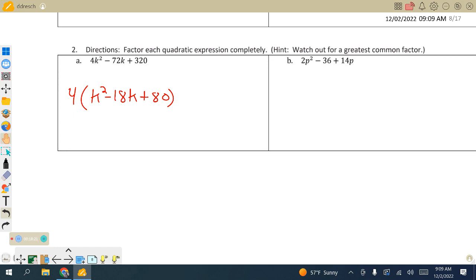So what we want to do now is kind of reset ourselves and focus on this A, B, and C in the quantity. A turns out to be now what? 1. B turns out to be what? -18. And C turns out to be 80. That's what you're going to factor on, okay? That's what you're going to focus on. Let's do that now. A is what we just said, 1. B is -18. And C is 80.